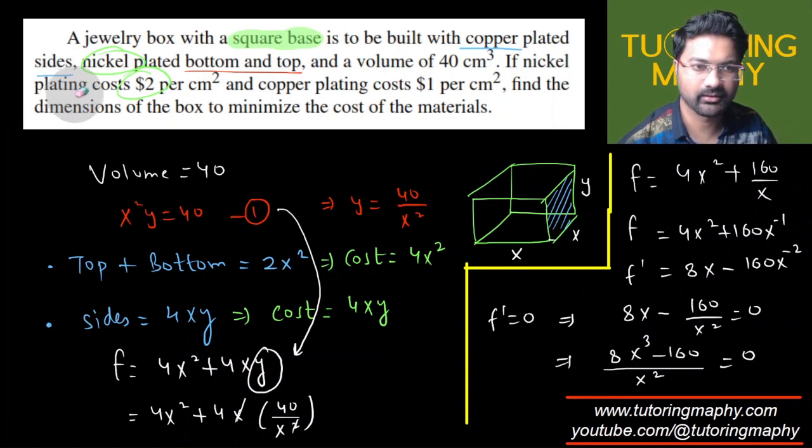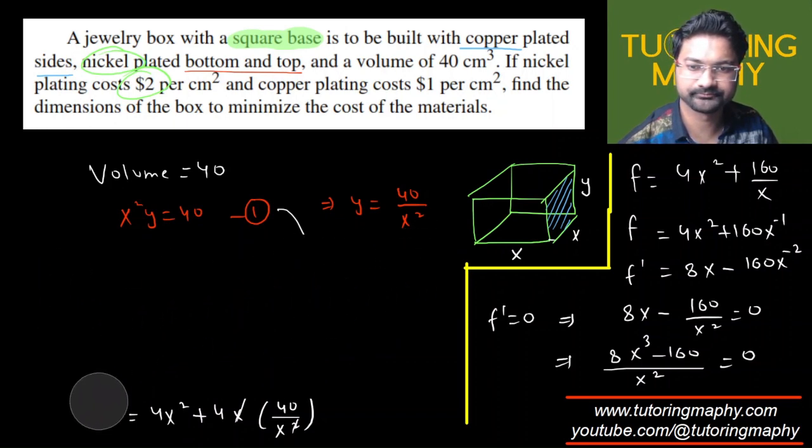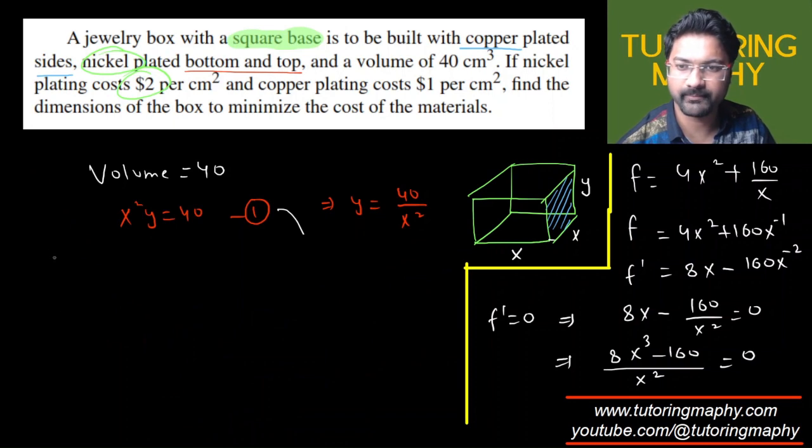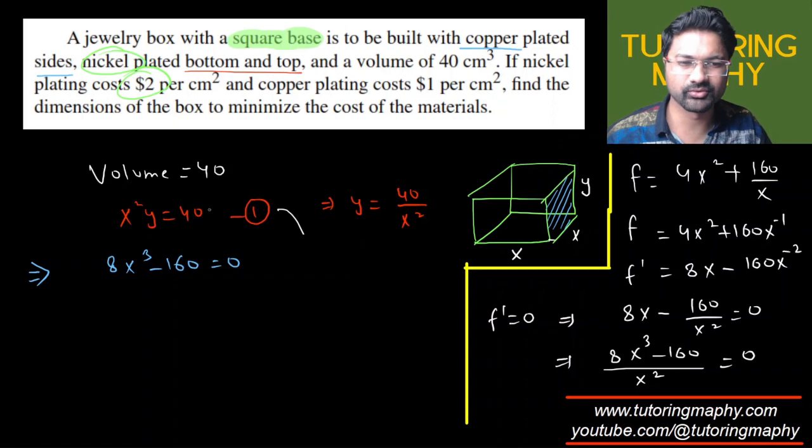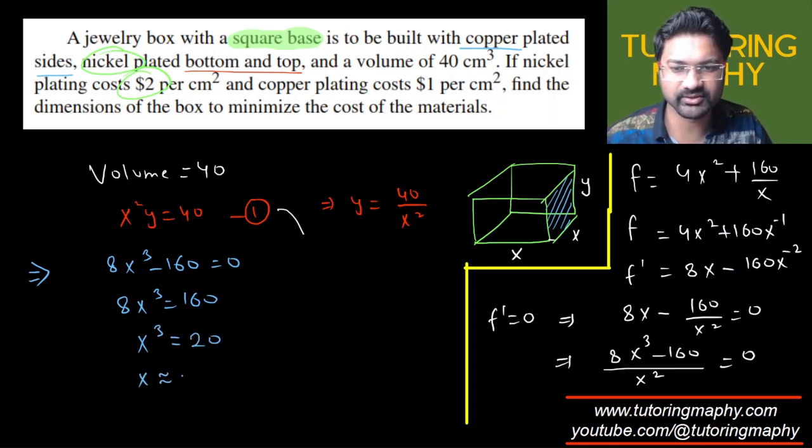Okay, all right. Let's try to make some space over here. So 8x cubed minus 160 should be 0, because x equal to 0 will make it undefined, and it won't make any sense because x equal to 0 is like there's no box. So 8x cubed should be equal to 160, which means that x cubed is equal to 20, which means that x is somewhere around 2.7.